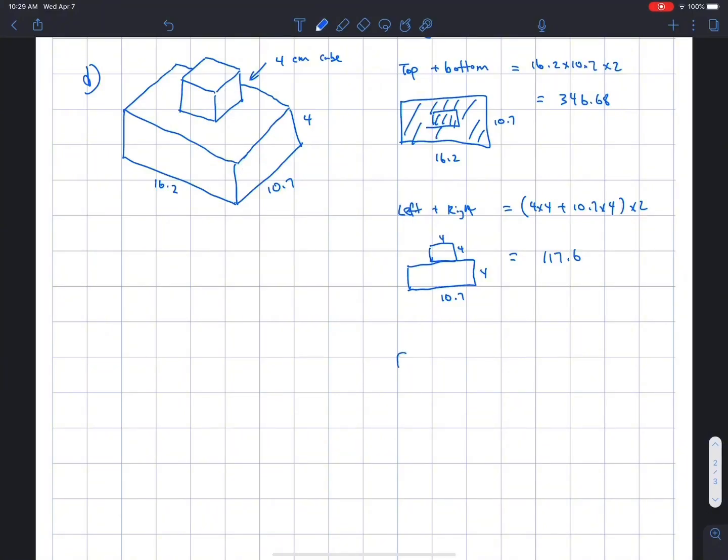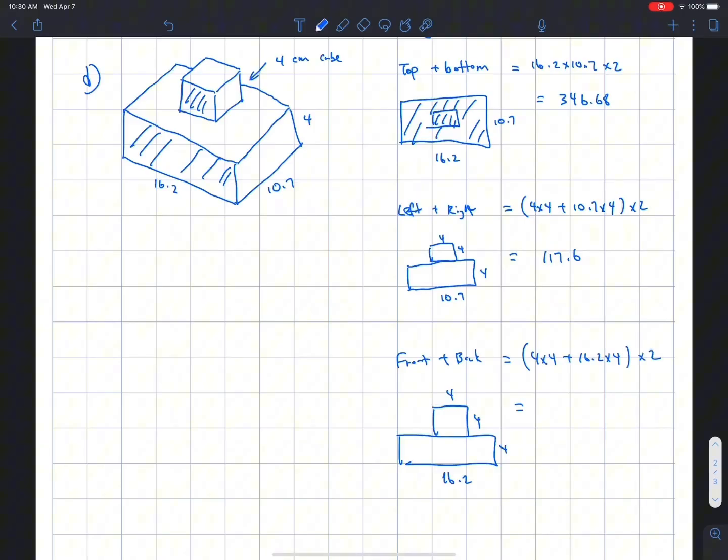And then now I have the front and back. So the front piece would be this piece here at the bottom and the top is here. The top is still just a cube 4x4. The bottom is 16.2 times 4, because this is also 4. Plus 16.2 times 4 and then times 2. And we get 161.6.